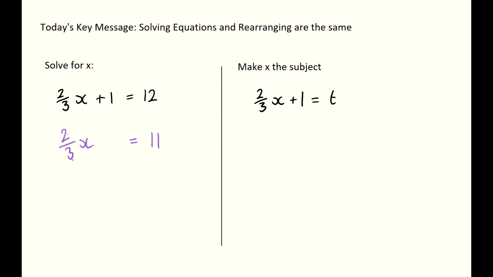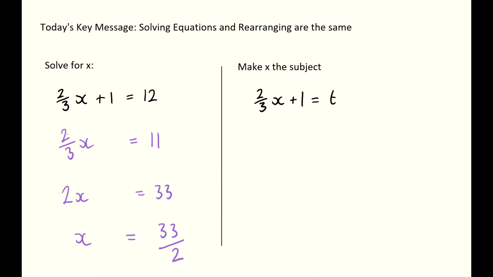So first I'm going to times by this 3. What I'm left with will be 2x, basically this x goes up here and joins the 2, equals 33, because that is 11 times 3. And then I want to divide by 2. So x will be 33 over 2, again leaving that as a fraction.